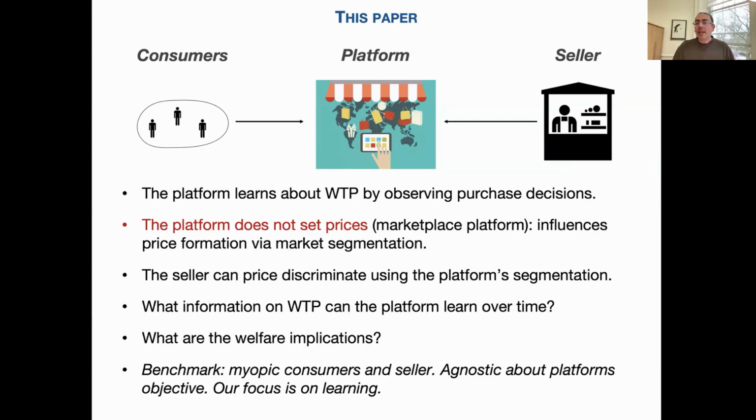Okay? And I'm also going to start with a situation where consumers are myopic, in the sense that they buy if their offer price is below their value, and they don't buy if the price is above their value. Okay? So the consumers here have no incentive to try to hide information. And within this context, I'm going to ask how much the platform is able to learn.